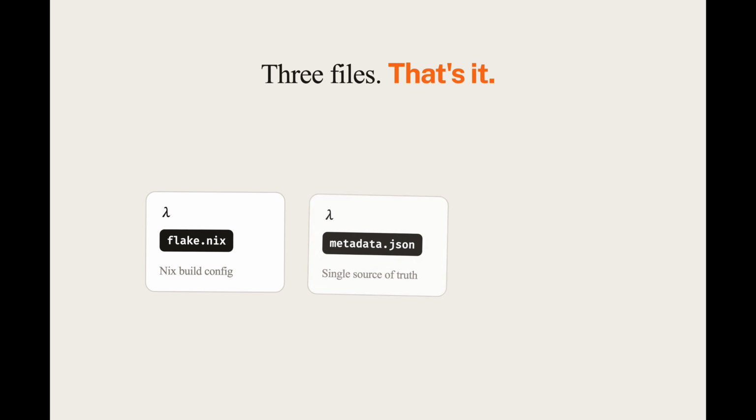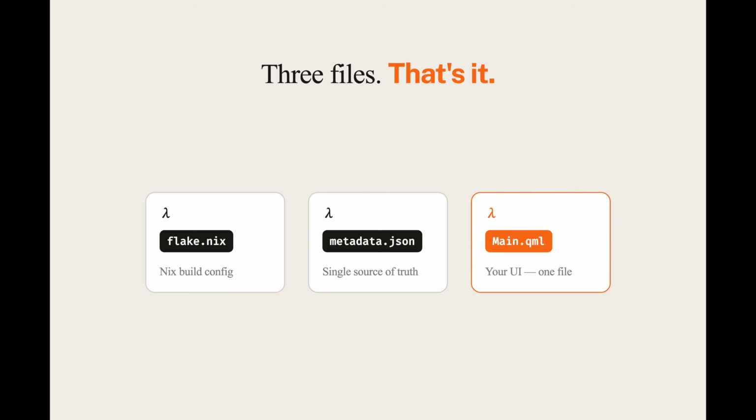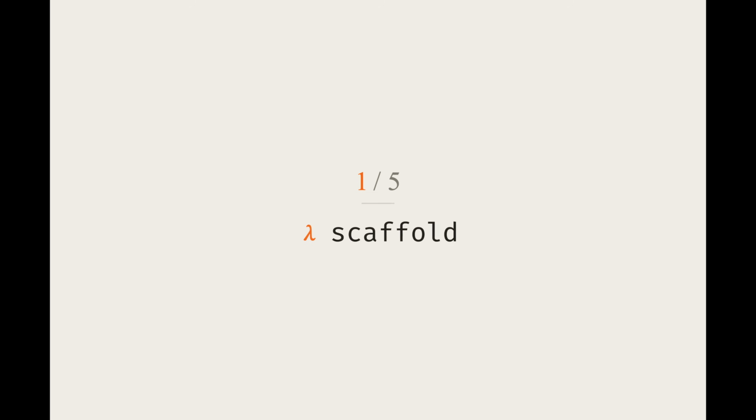We'll just be using 3 files for this project. The first one being the flake.nix file, which is used for build related stuff. You don't have to bother much about this. Metadata.json holds the module information, and finally main.qml is the entry point for your module.